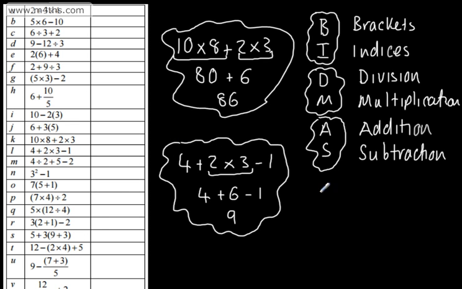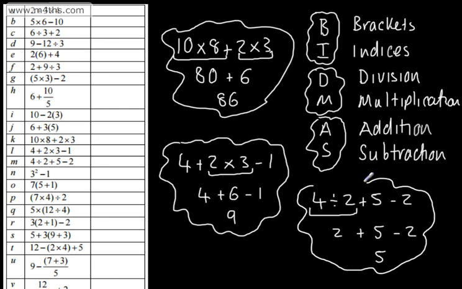Okay, let's look at the next one. 4 divided by 2 plus 5 minus, what have we got? Minus 2. Division, addition and subtraction. Division comes first, so we do 4 divided by 2 first, which is 2, plus a 5 minus a 2. So we can perform this in a straight line. These are on the same level. 2 plus 5 minus 2 is going to just give us 5. And that is nice and straightforward.